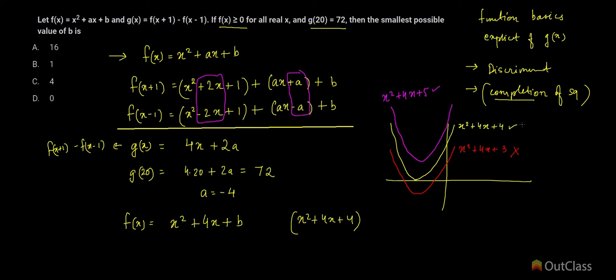But they're asking for the smallest possible value of b. For that case, you have to use the perfect square itself. This is the smallest one. So then the value of b that I should use should be 4. That's the minimum value that will ensure that fx is always non-negative. The answer is 4.